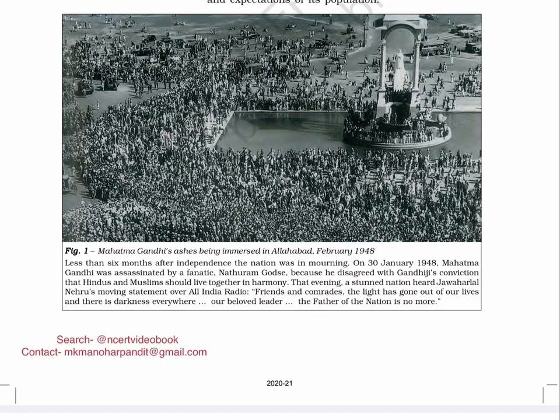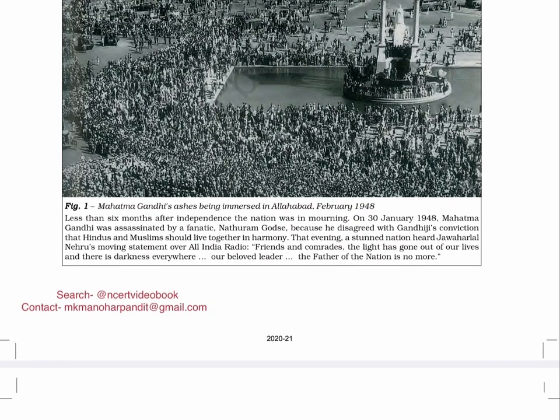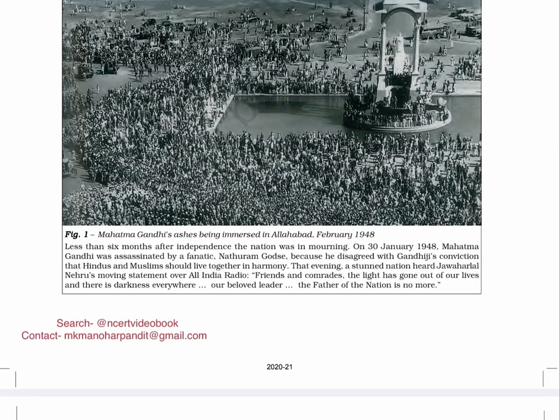On 30 January 1948, Mahatma Gandhi was assassinated by a fanatic, Nathuram Godse, because he disagreed with Gandhiji's conviction that Hindus and Muslims should live together in harmony. That evening, a stunned nation heard Jawaharlal Nehru's moving statement over All India Radio. Friends and comrades, the light has gone out of our lives and there is darkness everywhere. Our beloved leader, the father of the nation, is no more.